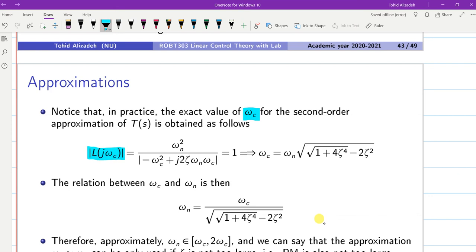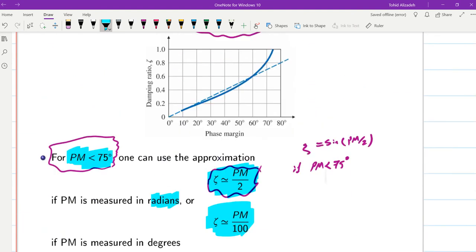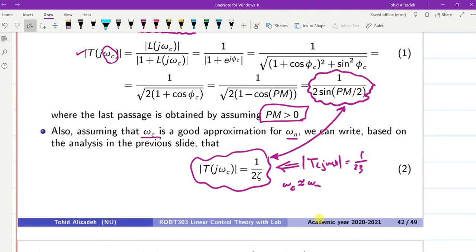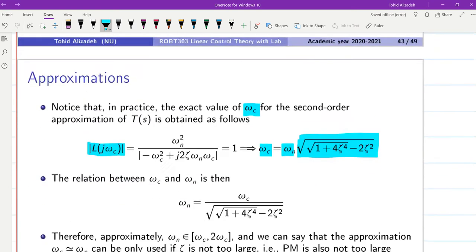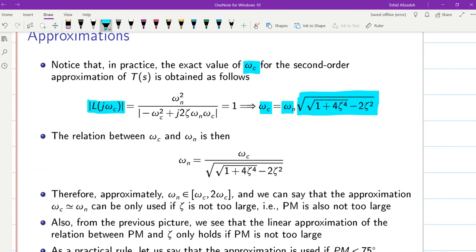We need to have the amplitude of L at j omega c being equal to 1. Therefore, we'll have omega n squared over the denominator being equal to 1. And out of that, we can obtain the exact value for omega c, which is equal to omega n times this square root. So it's the one that we used here was an approximation, okay? But the exact value will be equal to what you see here. And you can see that for specific values of zeta, the approximation that we use would be valid.